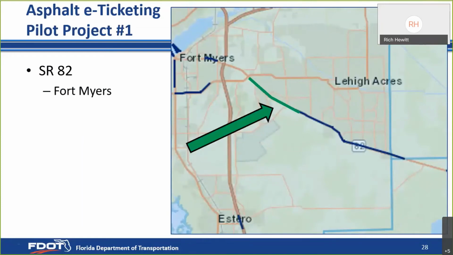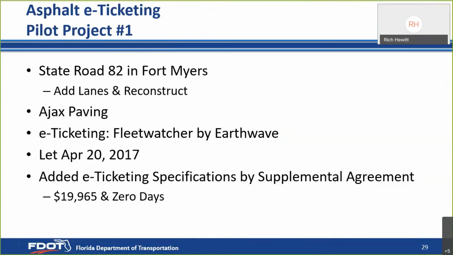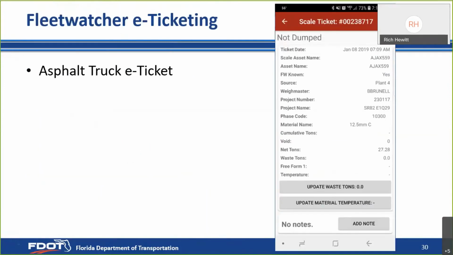A little close-up there of where the project is, just out at the outer edges of Fort Myers. That was paved by Apex Paving. The e-ticketing system was Fleet Watcher by Earthwave, let in 2017, and we added the e-ticketing specs by supplemental agreement to the tune of about $20,000 and 0 days.